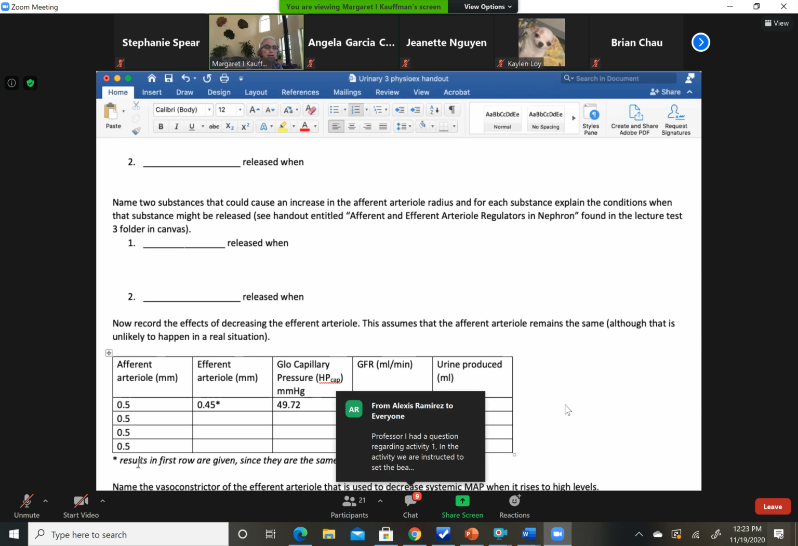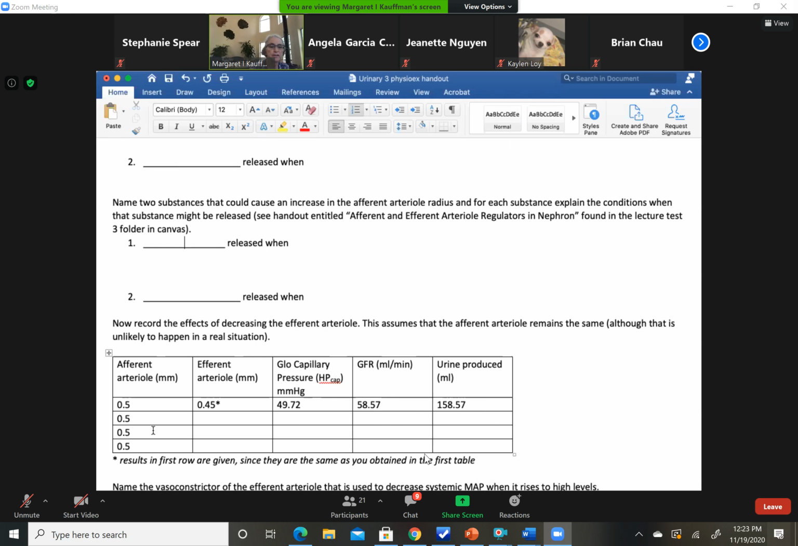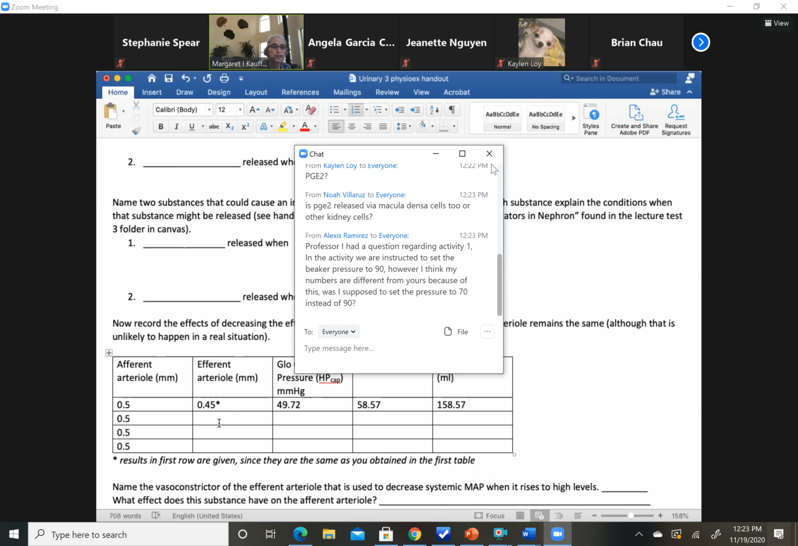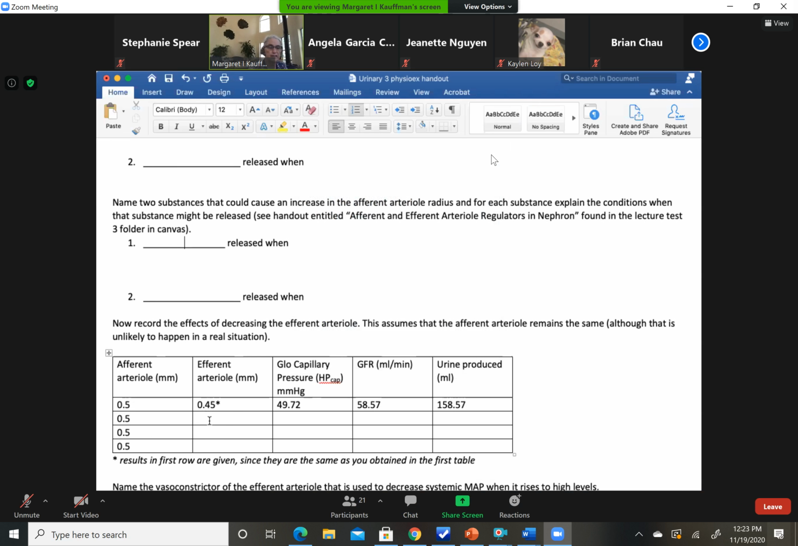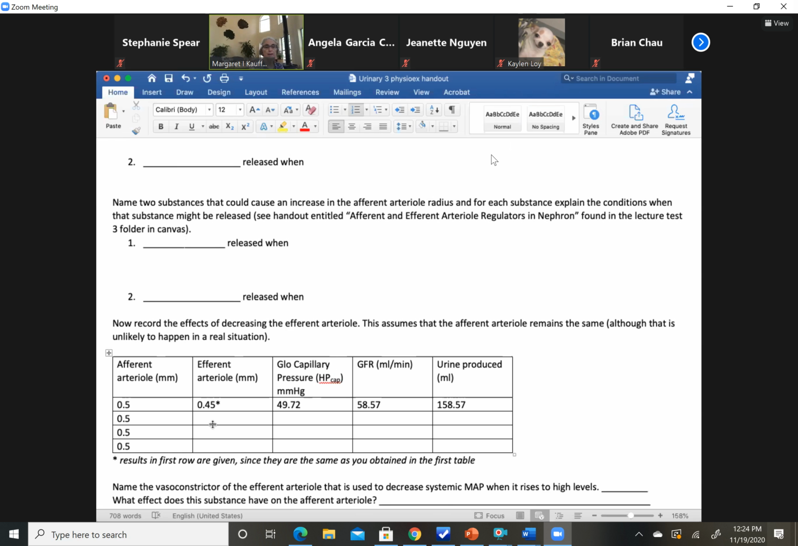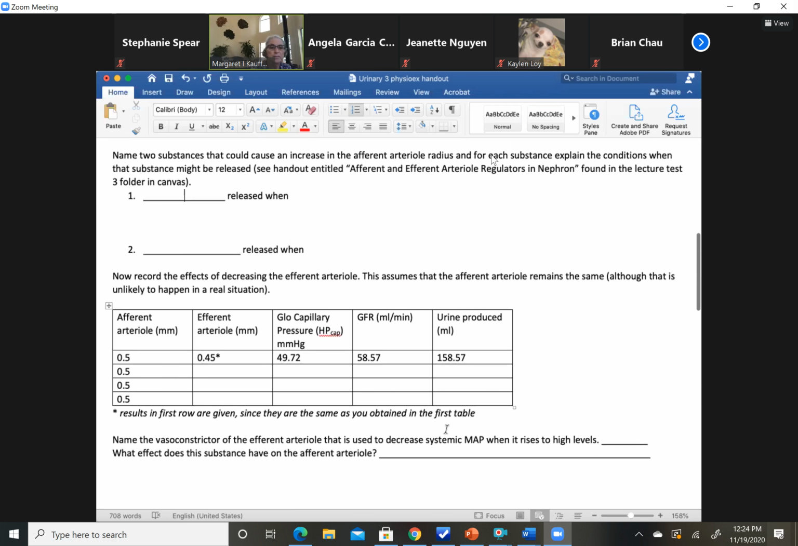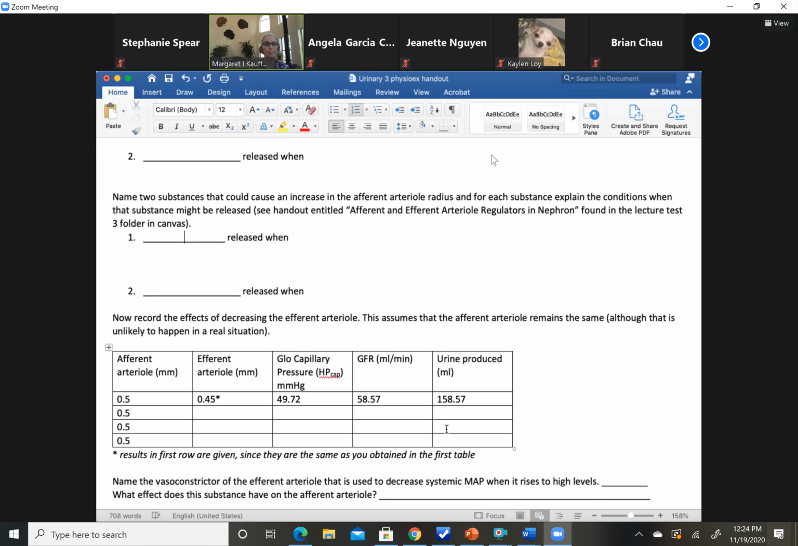So if we left the afferent the same, therefore HP glomerulus is the same, but we slowed the drainage of the blood out of that capillary, it would actually raise HP glomerulus indirectly. Instead of doing it by how much blood is coming in, it's how much blood is exiting. So they kept decreasing this, and what happened to glomerular filtration rate is it increased, and urine production. You can almost think of it as fluid backing up in the capillary bed, and therefore blood backing up, therefore pressure going up in that capillary bed.